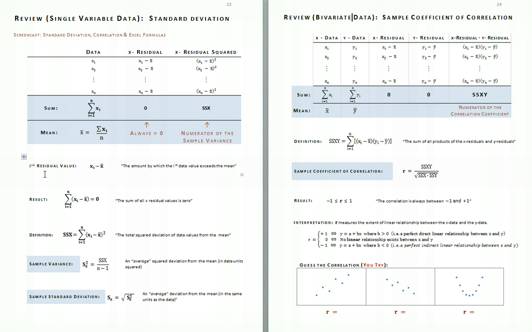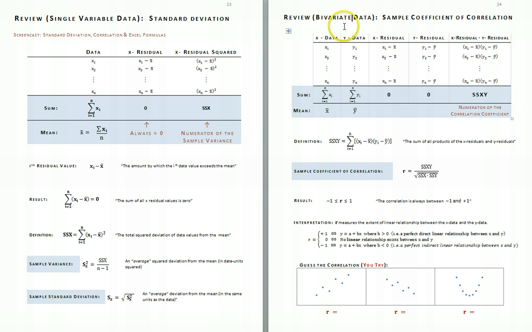When we want to speak about a general residual value, we'll often talk about the ith residual value, or xi minus x bar. When we sum all the residual values, we get 0, as we did here. When we sum all the residual squares, we get the quantity SSX, as we did here. The sample variance is SSX divided by the number of data observations minus 1. And the sample standard deviation is simply the square root of the sample variance.